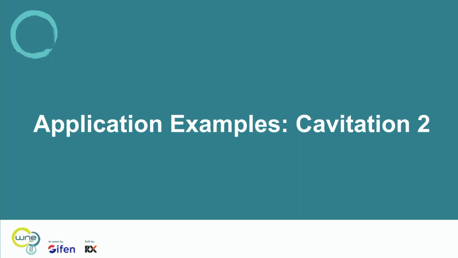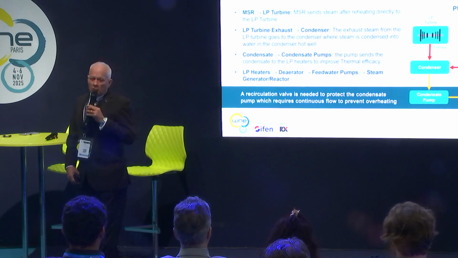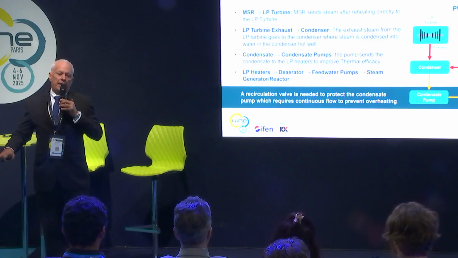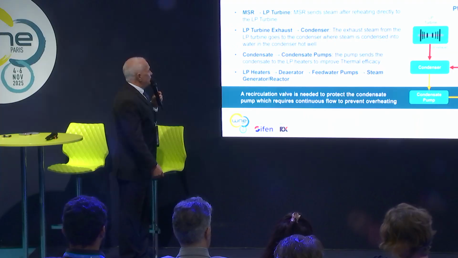Let's look at one more cavitation example. Okay. This is a condensate recirculation valve. First off, almost all recirculation valves in a plant, okay, cavitate. All right. The recirculation valve in most cases is meant to give minimum flow back to the pump. You need at least 30% of flow always recirculating back to the pump, or you're going to damage the pump. Okay. So in this case, you have the MSR.